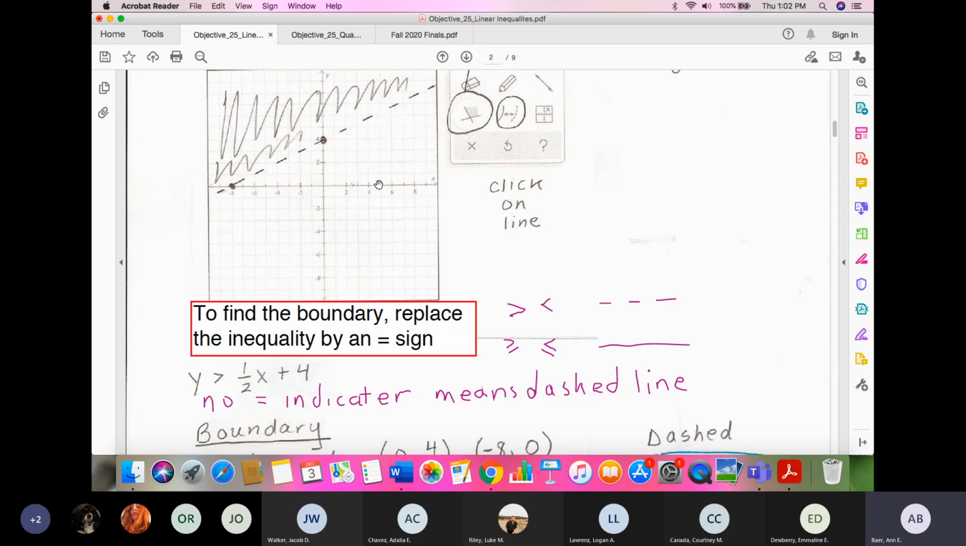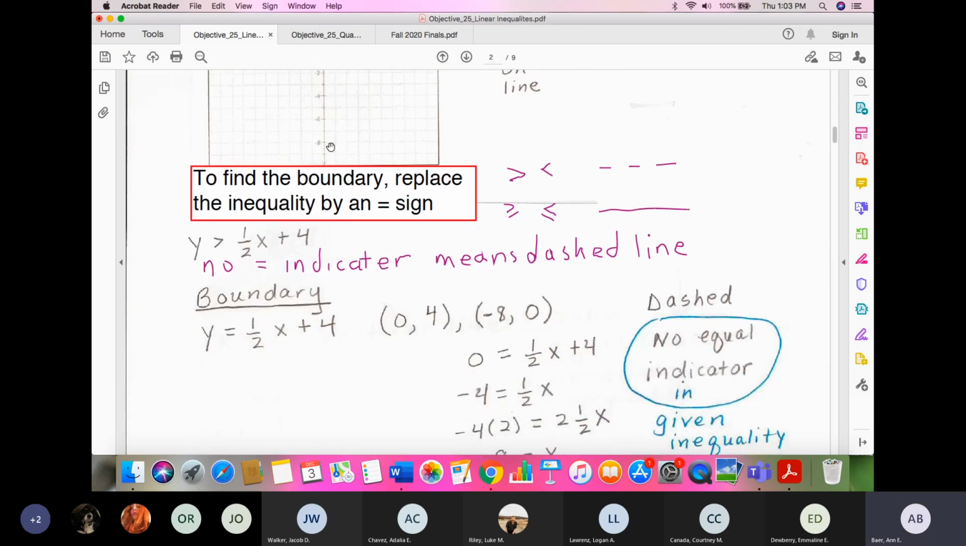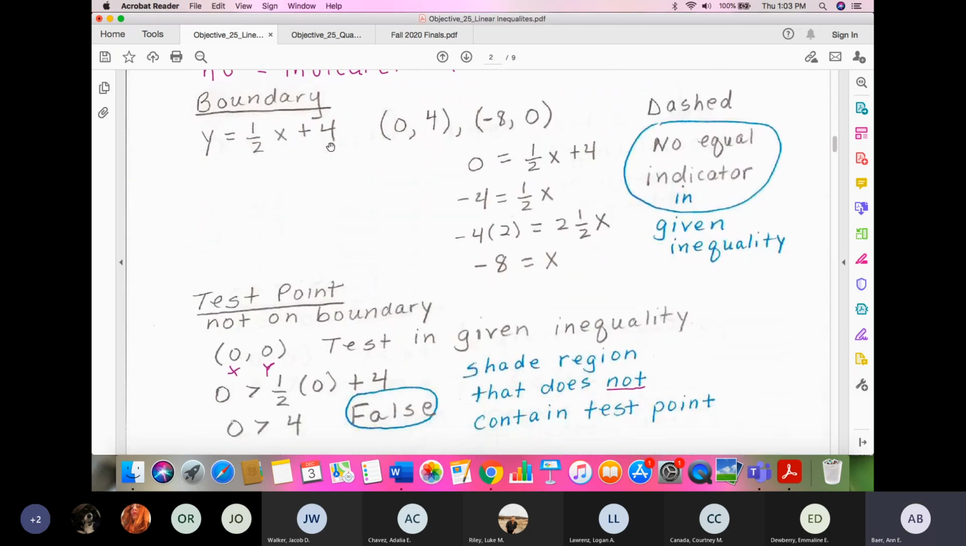And so the way we do that is we just pick a test point. The test point, again, cannot be on the boundary. Most of the time we use 0, 0, the origin. However, you cannot use 0, 0 if your boundary line goes through the origin. Here, our boundary line does not go through the origin, so we can use 0, 0 as our test point to figure out which region we need to shade.